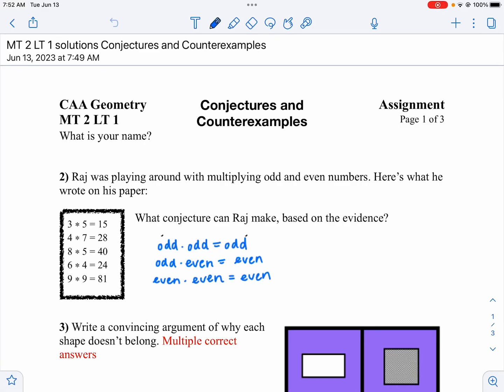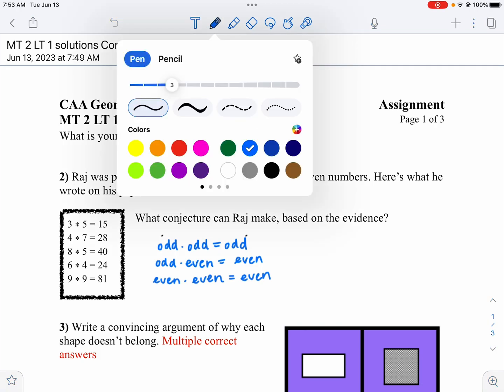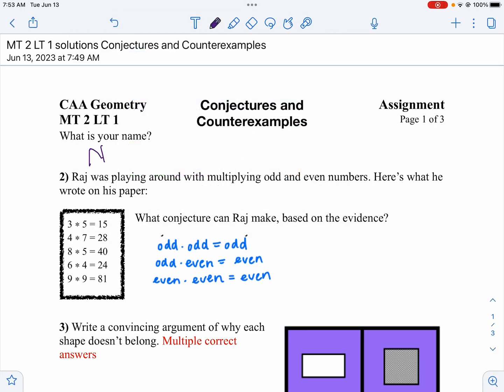Let's take a look at your MT2 LT1 assignment. Let's review that together. Don't forget your name. I didn't number it this time, although it is question number 1.